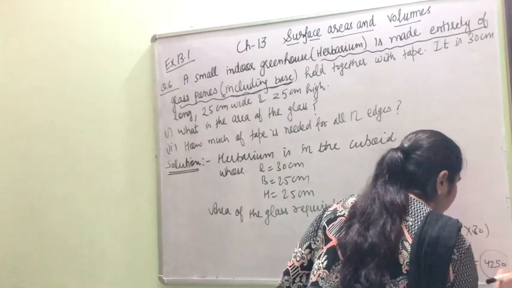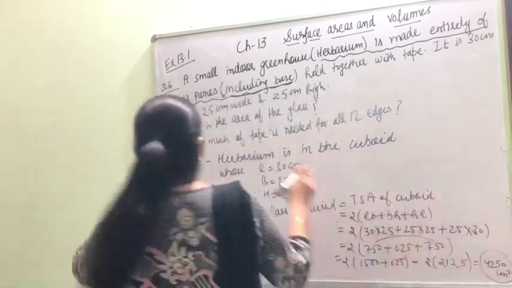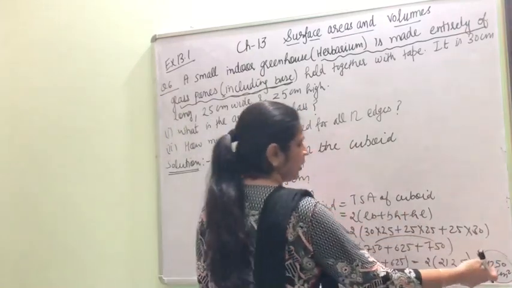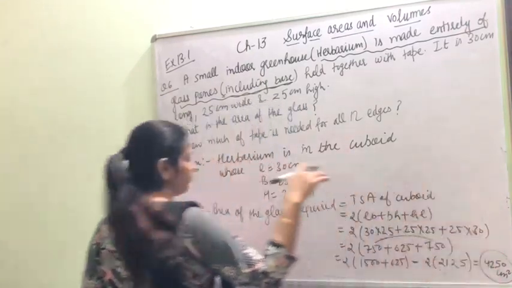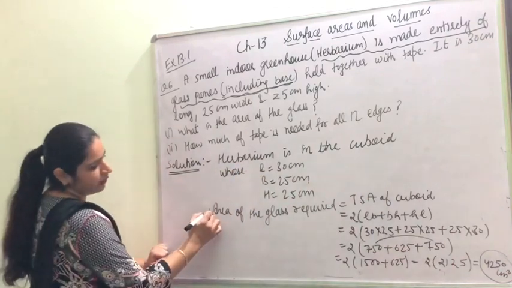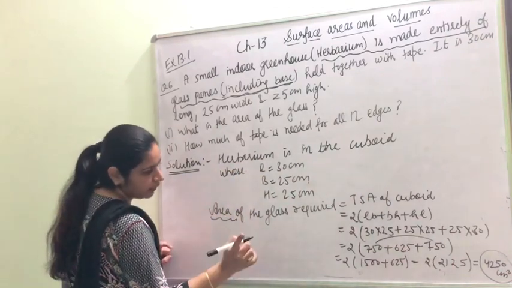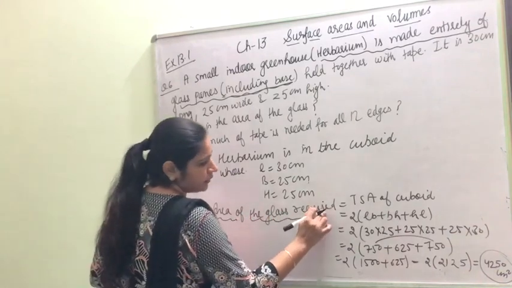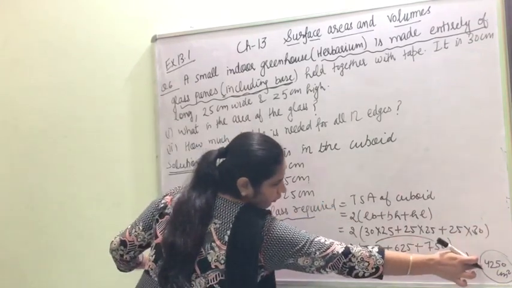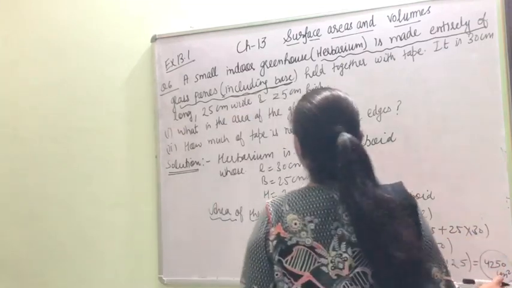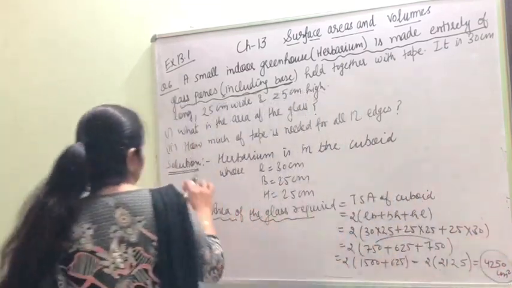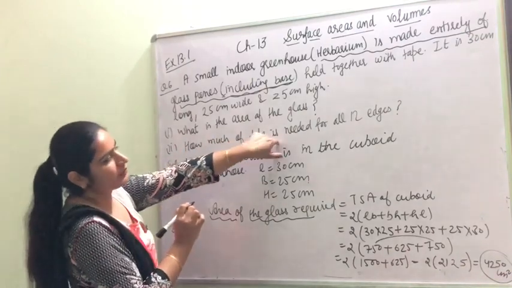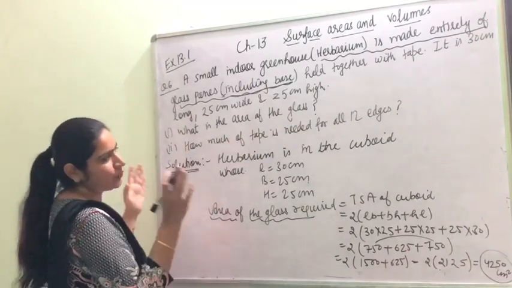In the first part, we have to find the area of the glass required. Therefore, area of the glass required is, you have to mention the answer statement. I am not writing the answer statement, but you have to mention it. Area of the glass required is 4250 centimeter square. Now, in the second part, how much of the tape is needed for all 12 edges?